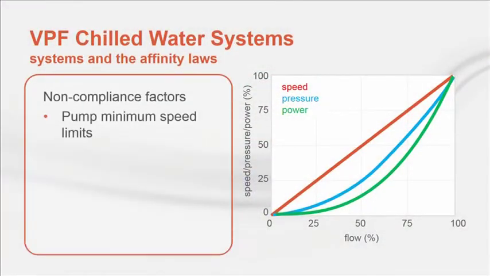Let's look at an example. The pumping power for a single chiller, variable primary flow chilled water system with changing loads. The first question that must be asked is, what might cause a VPF system not to follow the affinity law principles? First on the list is the pump minimum speed limit.